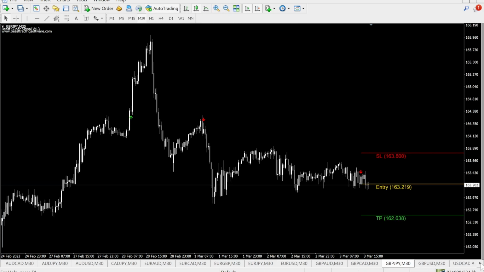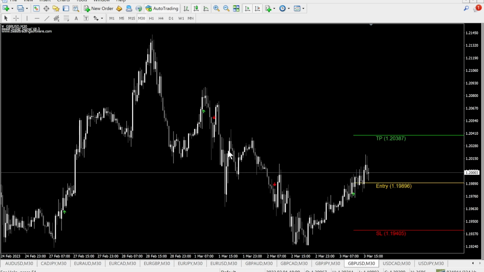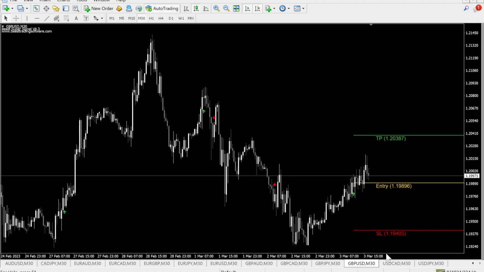And then let's just scroll here. We have cable, which is the pound dollar. Looking back, we have a signal from earlier today, which is still in play and in profit. Then we had a winning signal here, a winning signal here. There was a loss and there was a win. So again, only just one loss out of all of these signals which you're seeing here.